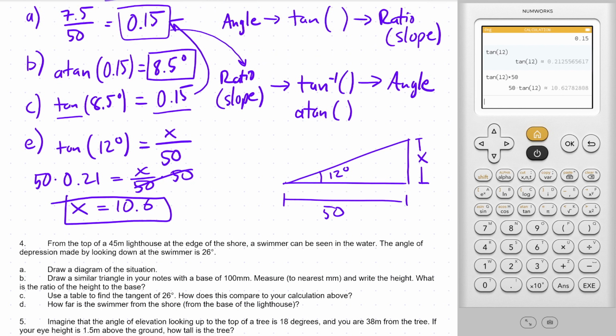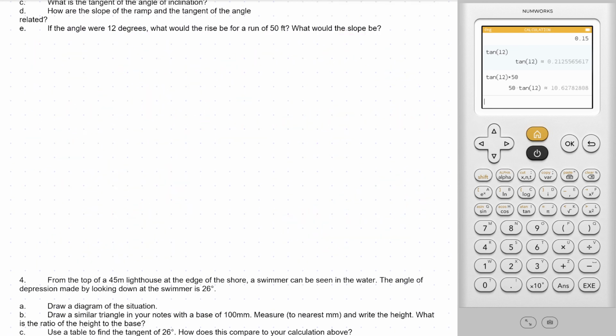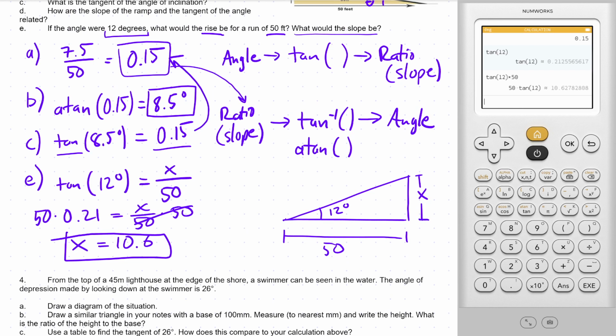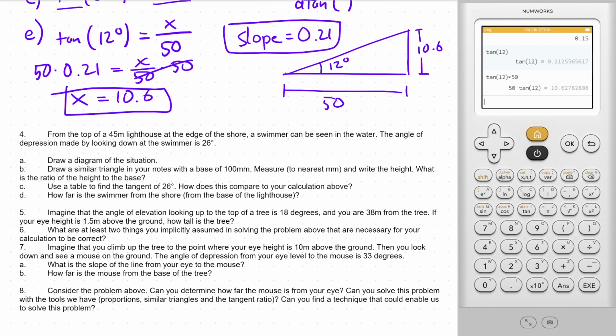So what is the rise? The rise is 10.6. I'll go ahead and put that in there, 10.6. And what is the slope? Well, it's the tangent, which is 0.21, rounded to the nearest hundredth. Okay, so that's number 3. Let's go on to number 4.